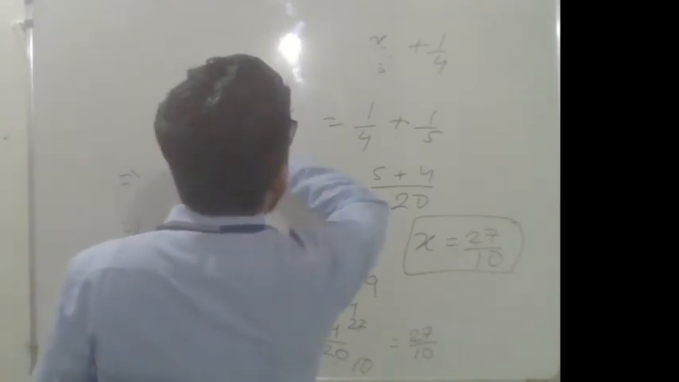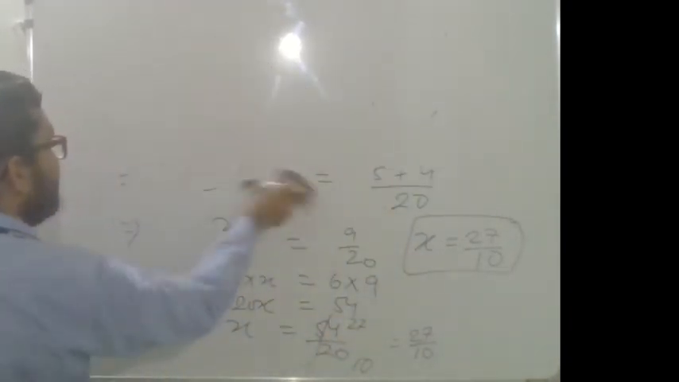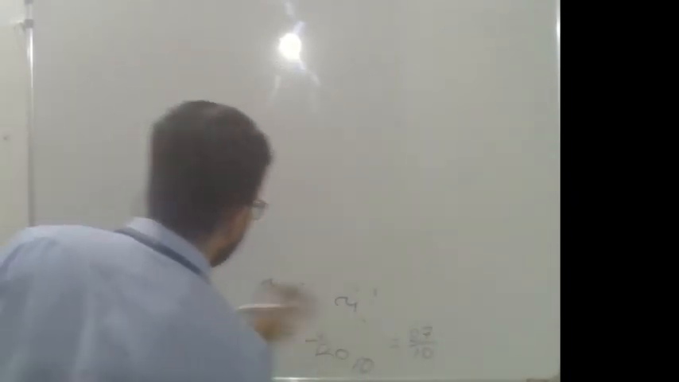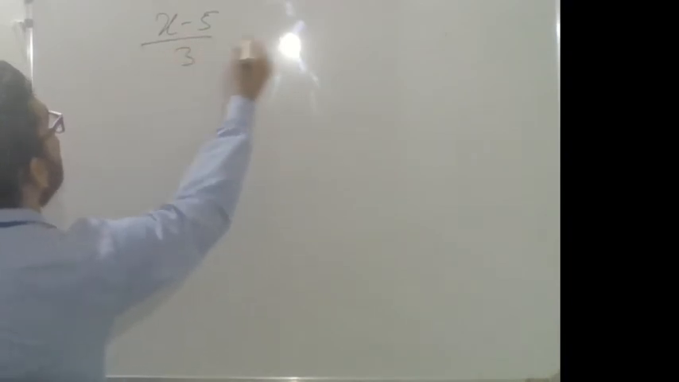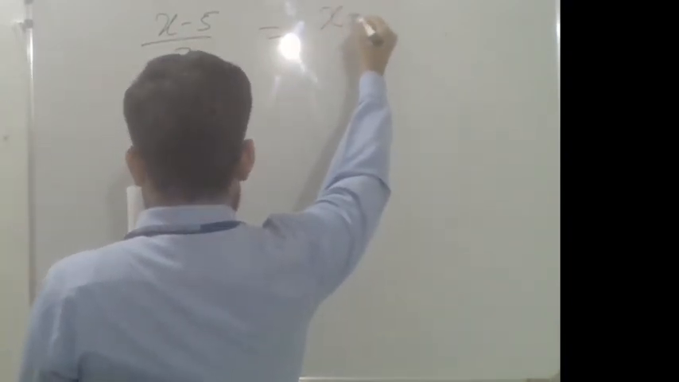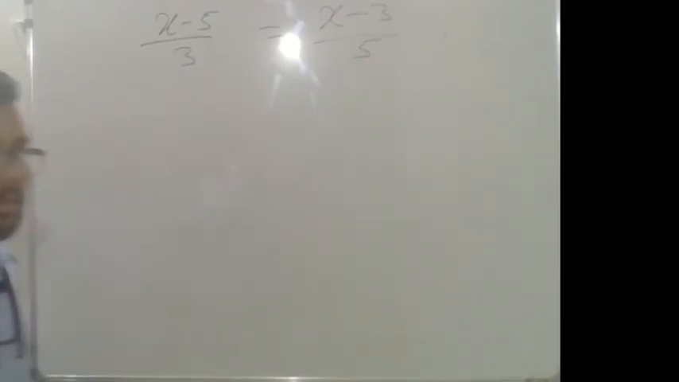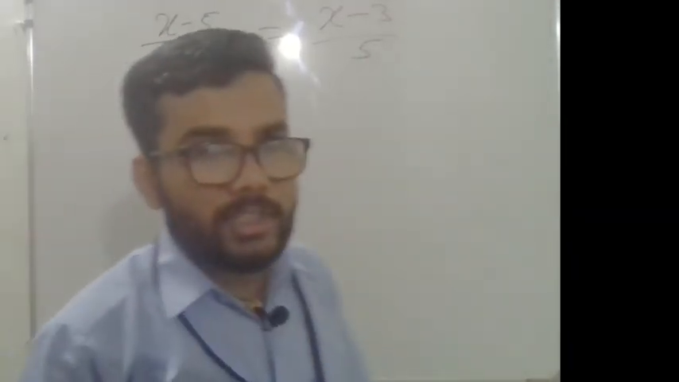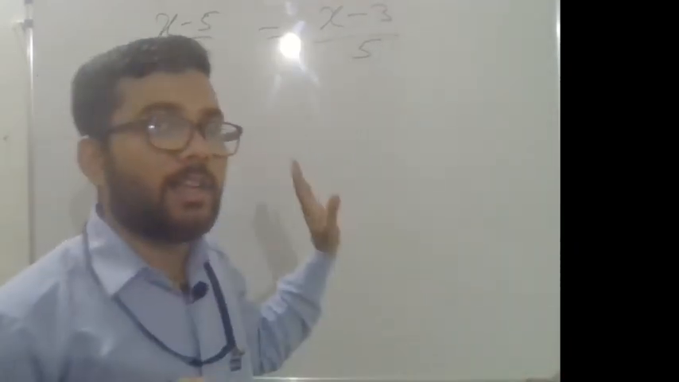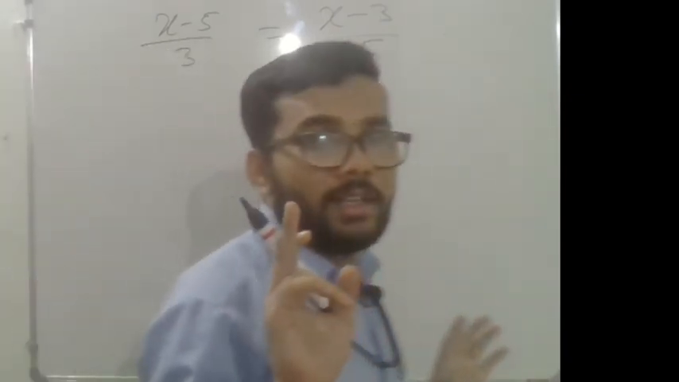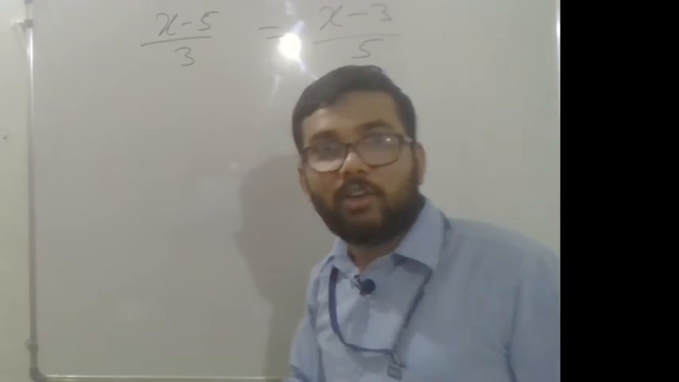Now, we will see another type of example, like x minus 5 upon 3 is equal to x minus 3 upon 5. All these examples are linear equations because the variables have the highest power of 1.